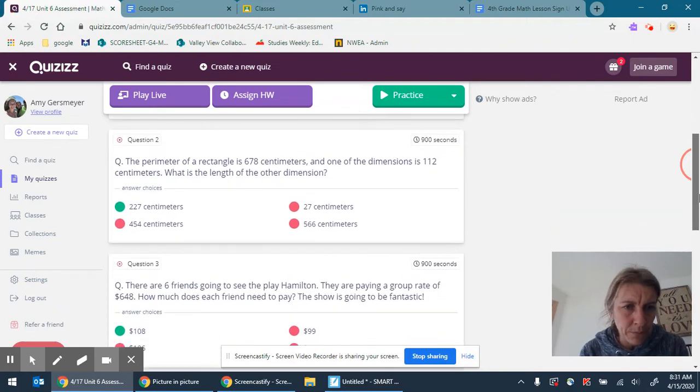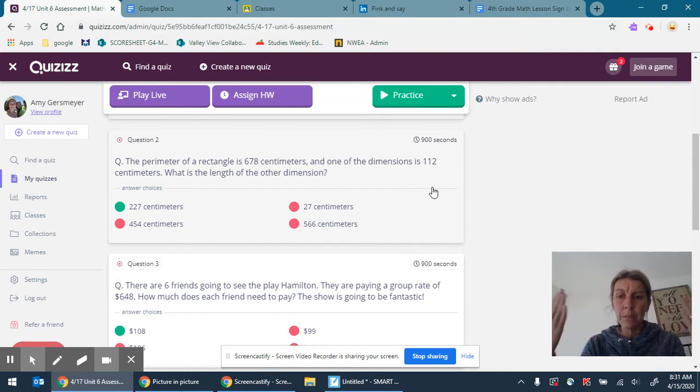Okay, let's look at number 2. The perimeter of it. Okay, now we're doing perimeter. So my brain is already thinking that's adding up the sides of the rectangle. The perimeter of a rectangle is 678 centimeters, and one of the dimensions is 112 centimeters. What's the length of the other dimension?